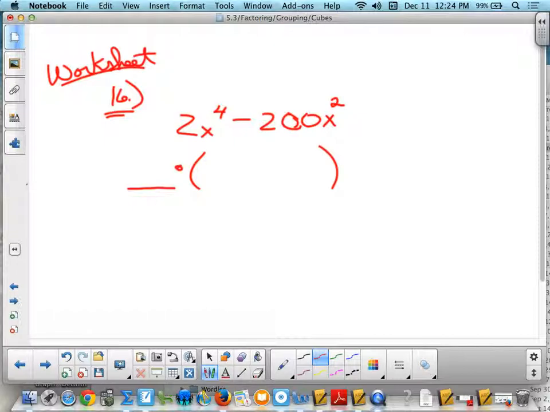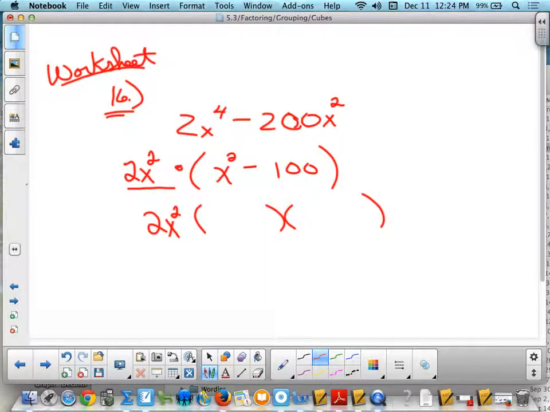Caleb, what was the GCF here? 2x squared, okay. Kayla, after you took out 2x squared, what was inside? Minus 100, okay. Everybody agree with her? If you look inside, you got a binomial. Is it the difference of two perfect squares? Yeah. Okay, so it splits into two more factors. They are x plus 10 and x minus 10.